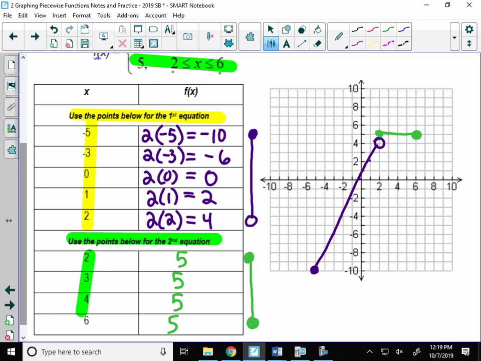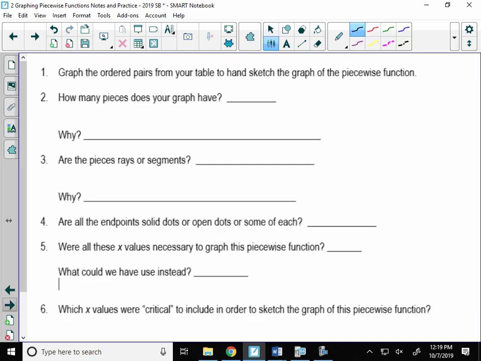Now we have a couple questions. I ask you these questions every time, just once to kind of get you thinking about it. So we answered the first one. How many pieces of the graph did you have? You graphed how many pieces? 2. Why did we graph 2 pieces? Because there were 2 equations.